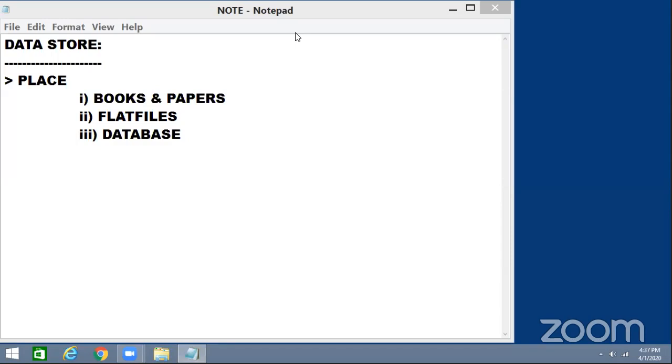Complete? Yes. And now let me find out here one by one. We can check it here. The books and papers: what kind of problems are we going to face when using those things in our company or organization for storing data?